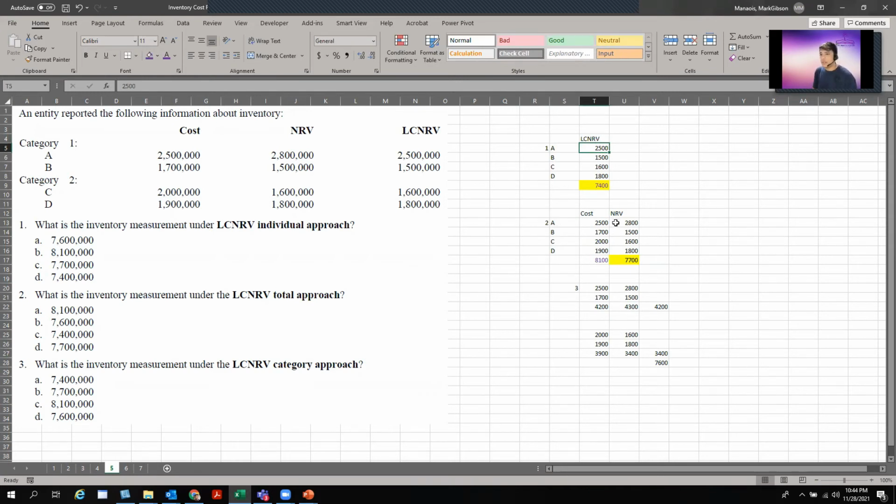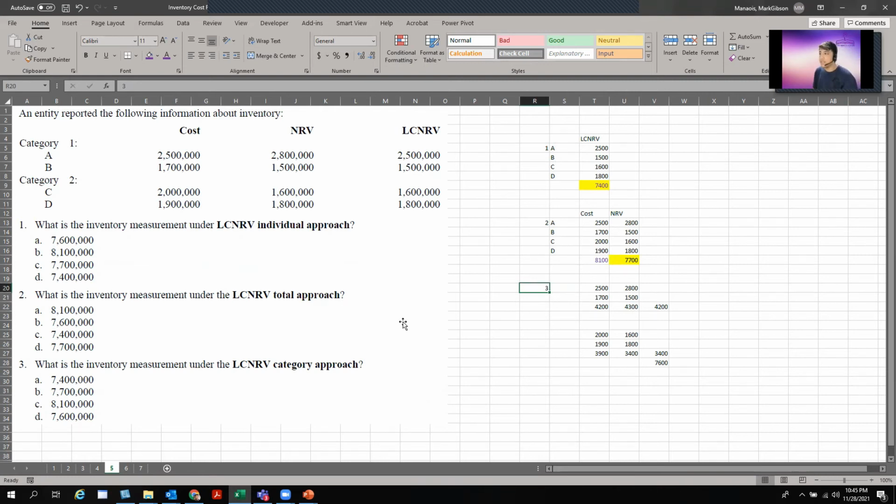So kunin natin ulit yung sum ng NRV. So 2.8 plus 1.5 plus 1.6 plus 1.8. So that would be 7.7 million. So in this case, we have to compare ano ba yung mas mababa between the cost and NRV in looking at the total approach. No? So in that case, we use 7.7 million or NRV. No? Okay, let's have requirement number 3.